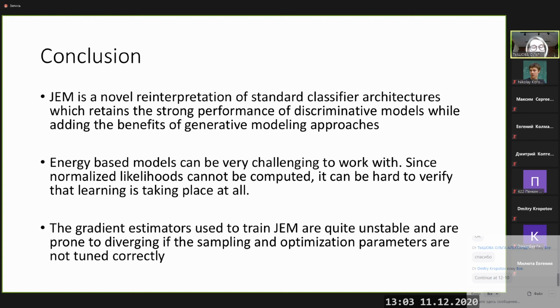However, energy-based models can be very challenging to work with. While the authors presented a report on how they trained the classifier, they said that they had to retrain the model several times because the Langevin scheme is quite unstable, and because we cannot actually compute the normalized likelihood, it is hard to tell whether the learning is taking place at all. So that is all for today for my presentation. Thank you very much for your attention.